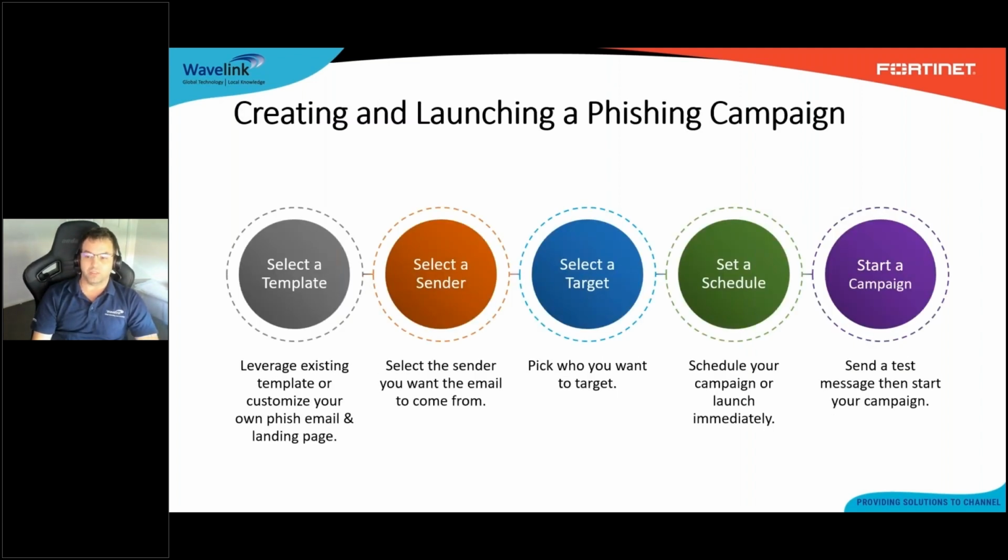It's really easy to launch a campaign on FortiPhish. There's 5 simple steps that you have to configure. First of all, you have to select the template. Choose what email you want to deliver to your users. Select who the sender is going to be. It might be the accounting department or the management team, or it could even be a salesperson, trying to just generate business. Then select your target.